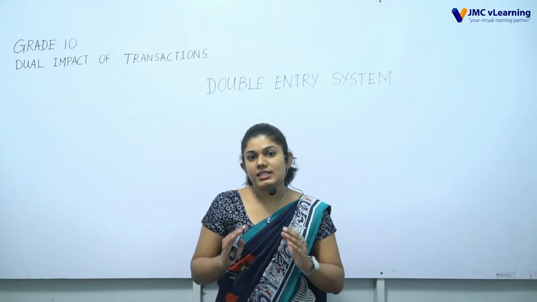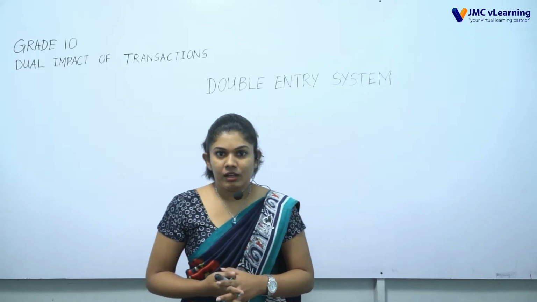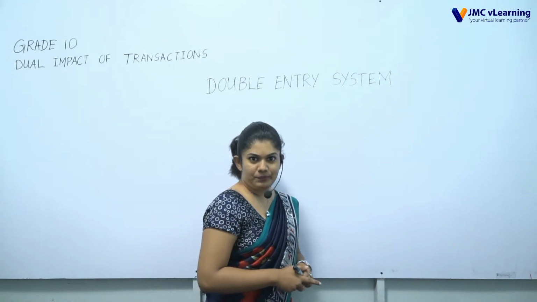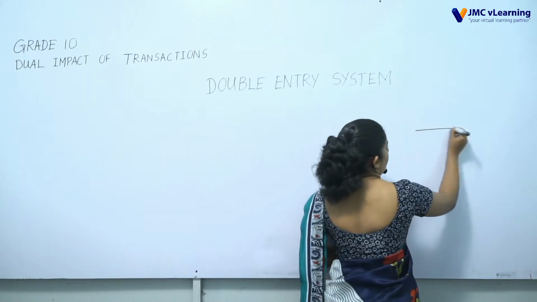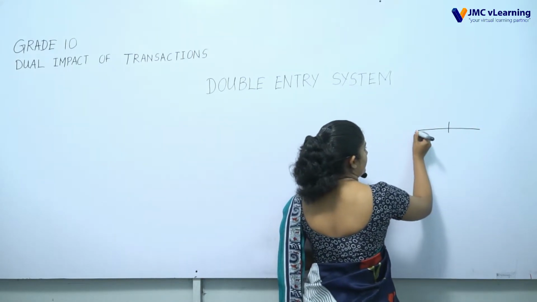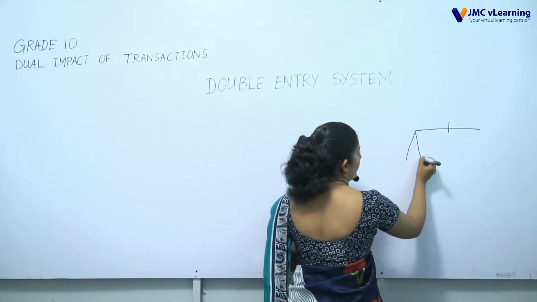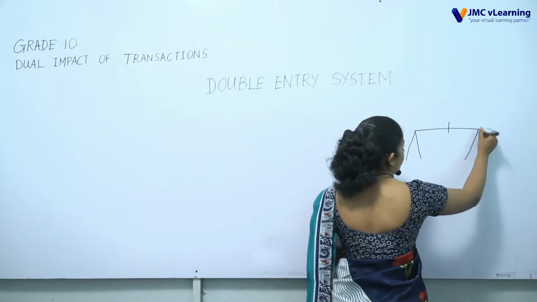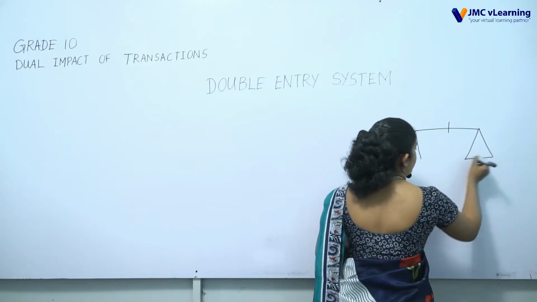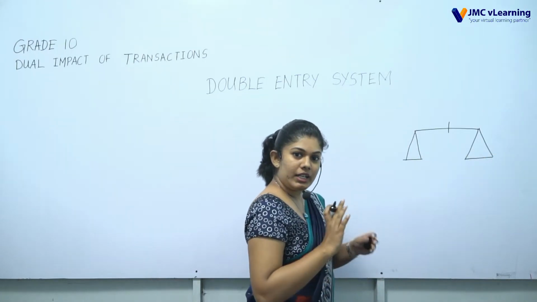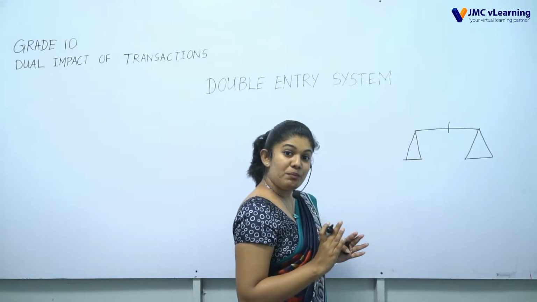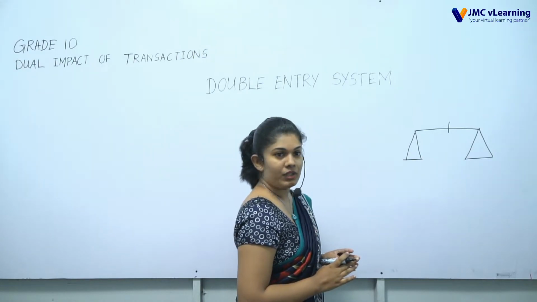It is just like a scale. I think you know what a scale is. You measure weight from the scales. This double entry system is also like a scale. It has two impacts. These two impacts should be similar.